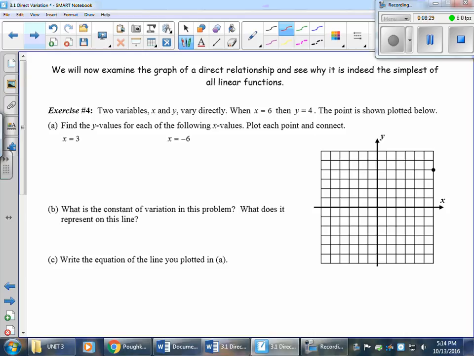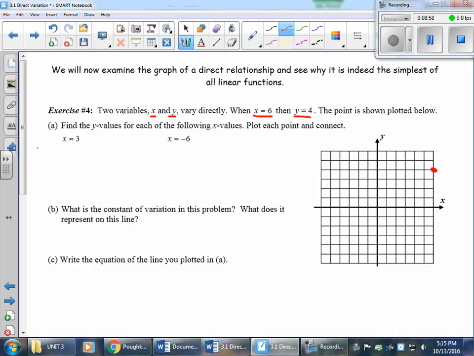We will now examine the graph of a direct relationship and see why it is indeed the simplest of all linear functions. So exercise 4. Two variables, x and y, vary directly. When x equals 6 and y equals 4, the point is shown plotted below. It's right here. Find the values of y for each of the following x values. Plot each point and connect.